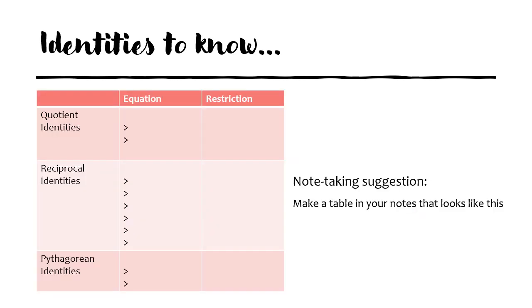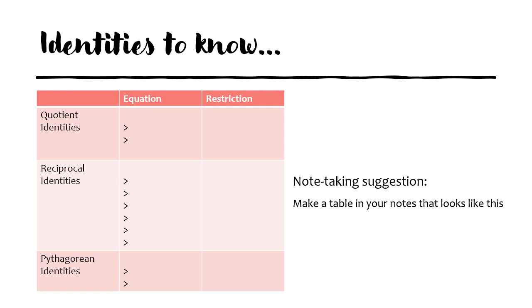Okay, so in this particular lesson, we're going to go through some of the most common, most basic trig identities. My recommendation for you watching this video and ideally taking notes is to make yourself a little table that looks kind of like what we see on the screen right here. We're going to be talking about 3 types of identities.